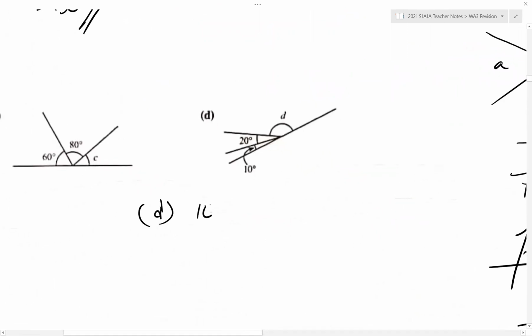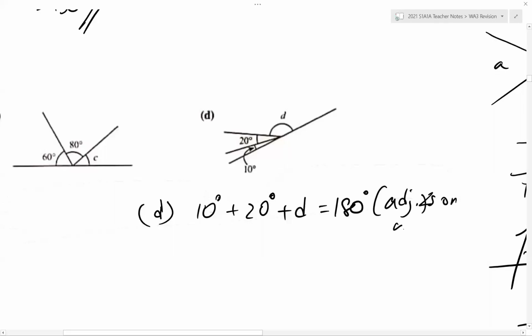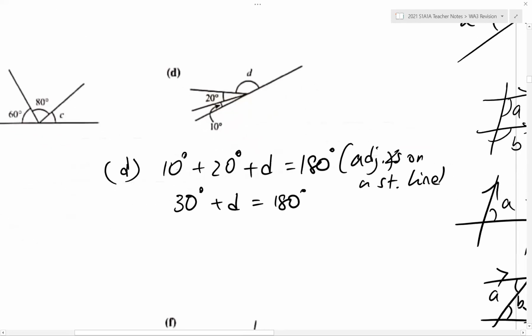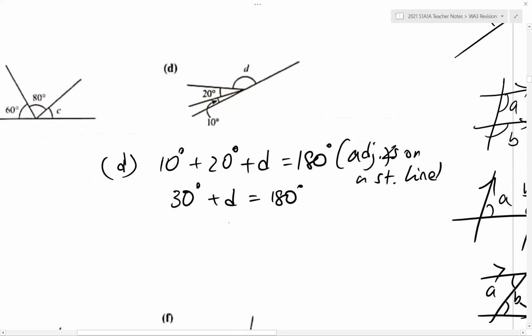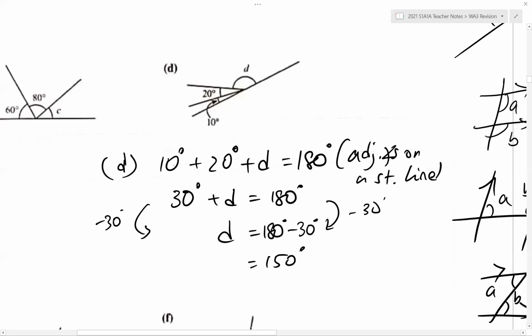In part D, 10 degrees plus 20 degrees plus D, again, gives us 180 degrees. Reason, adjacent angles on a straight line. No reason, minus mark. So on the left-hand side, 10 plus 20, we get 30 degrees plus D, total 180. I only want the value of D. So I'm going to subtract 30 on both sides, leaving me with 180 minus 30. That is 150 degrees.